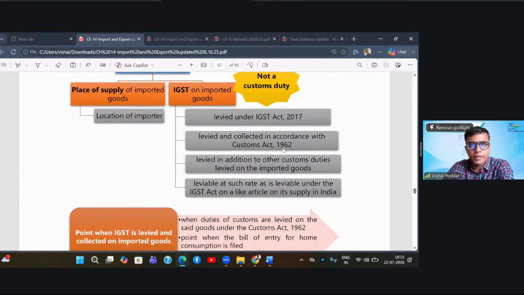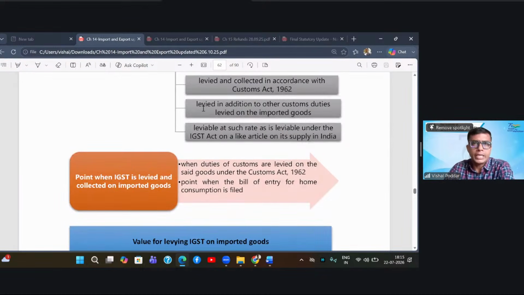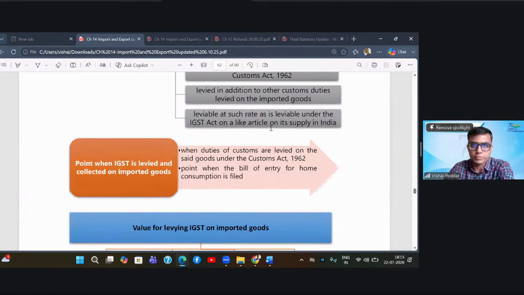Right? Now, if we go to the genesis of IGST on import of goods, it is levied under section 5 of the IGST Act, which is the charging section. But the ultimate levy and collection is shifted to the Customs Act by the 5(1) proviso. Then it is levied in addition to the other customs duty. So this is not a substitution for customs duty. Also, this IGST is not to be treated as customs duty. It always remains IGST. Only the entire levy and collection is shifted to customs.